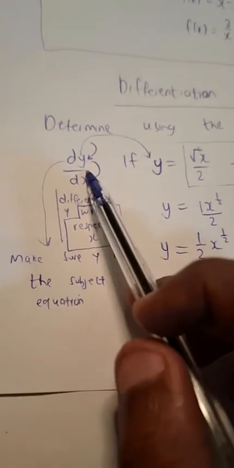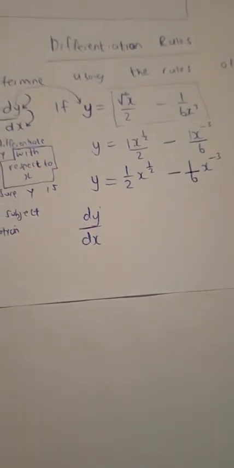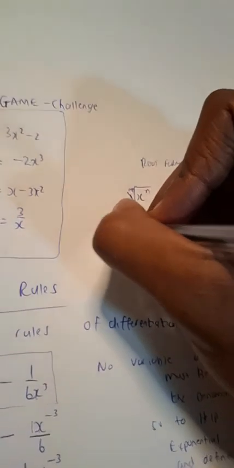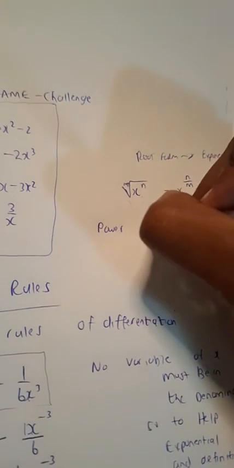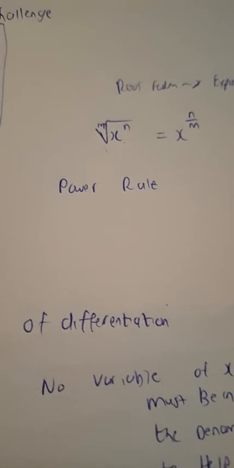You see this dy over dx. When I am ready to derive, then I write dy over dx. Now there is a rule called the power rule when it comes to differentiation. We call it the power rule. And I simply want to say the following about it.